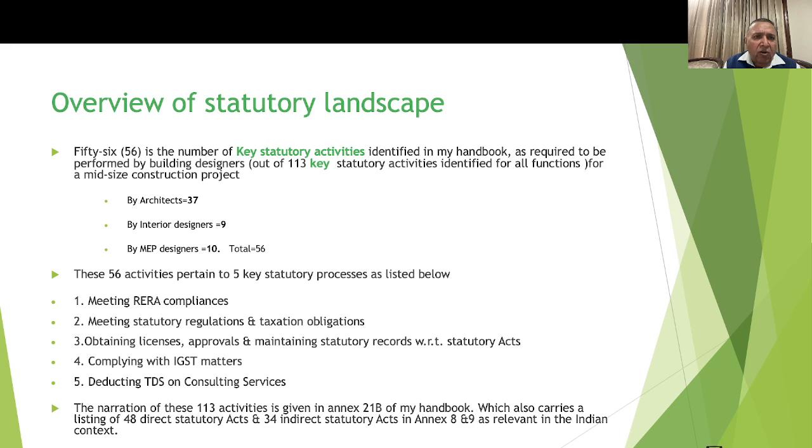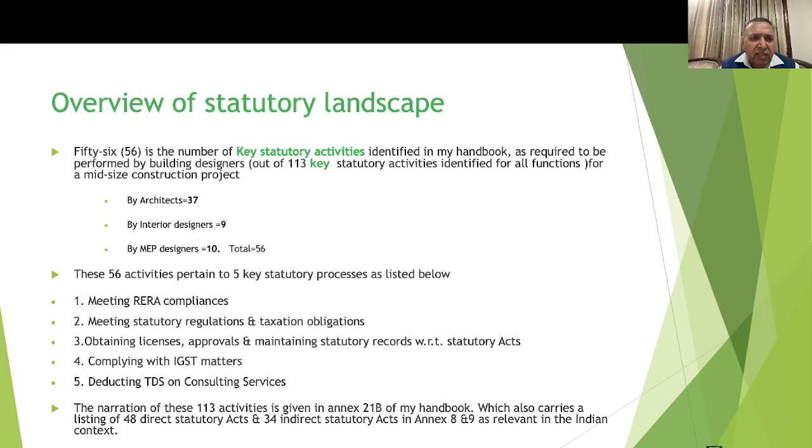Now, the overview of the strategy landscape in the construction industry is that there are 56 key strategy activities which have been identified in my handbook to be performed by the building designers. Out of the total 113 key strategy activities which need to be performed by all the functions, including other functions like materials, procurement, contracts, physical construction, accounts, etc., for a mid-sized construction project.